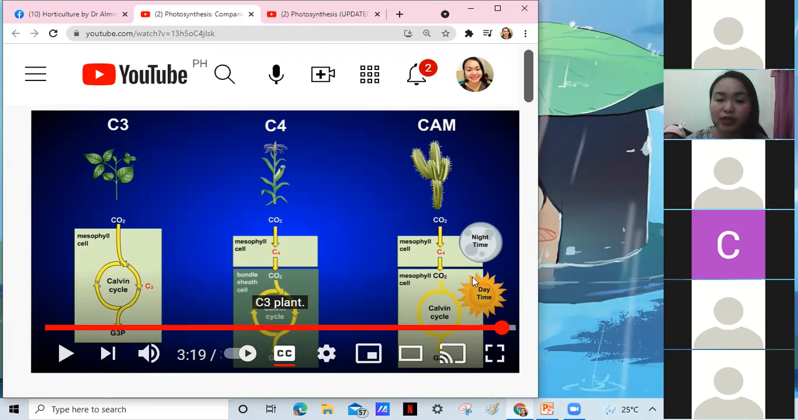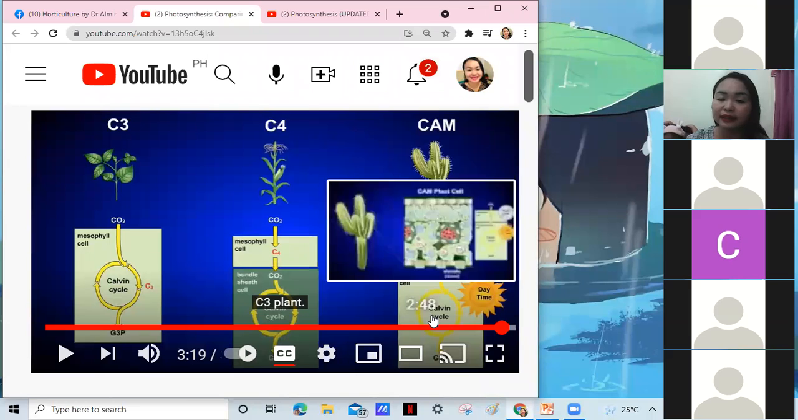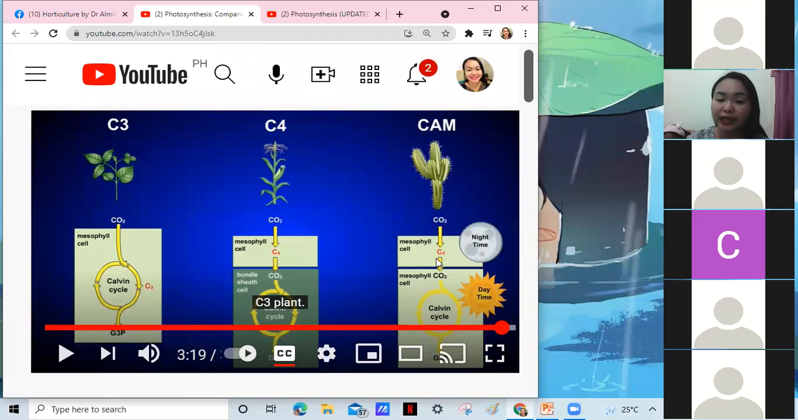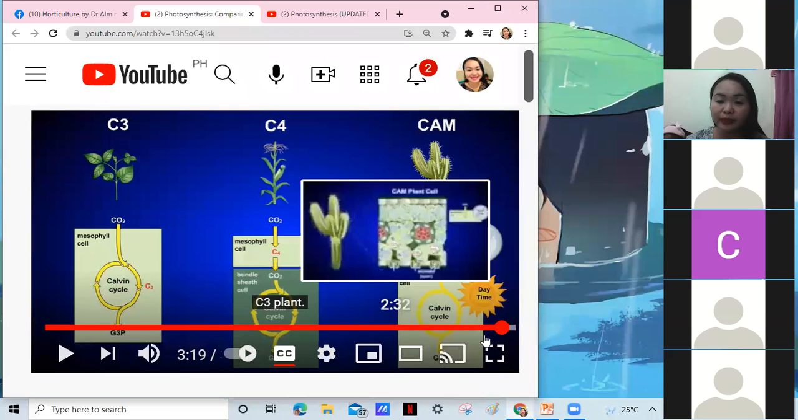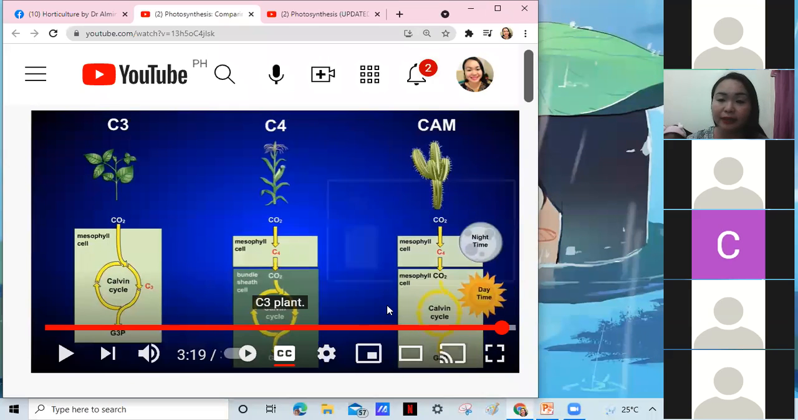In the case nga ng CAM, during nighttime, mag-harvest sila ng carbon dioxide, and then during daytime, baliktad siya, no? Yun na ang process ng photosynthesis. But the usual way actually is during day, usually nangyayari ang photosynthesis, kasi nag-harvest sila ng photons from sunlight. So I guess that's clear.